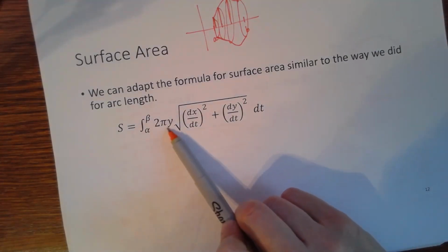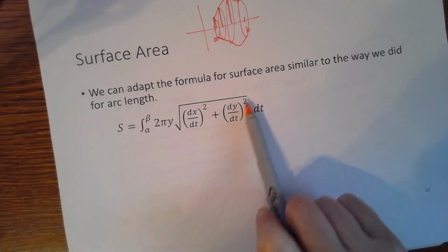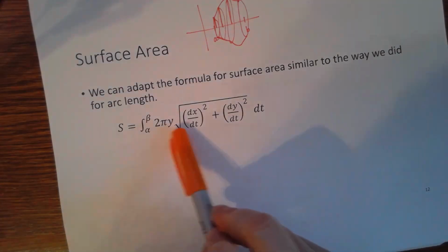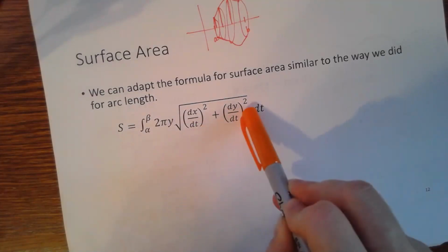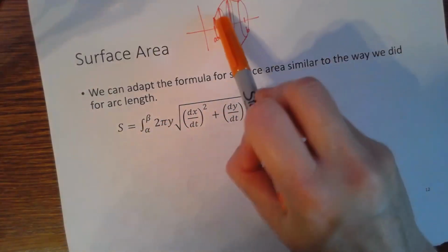So it's the circumference of the circle. How many circles do we have? Well, whatever the length is of the arc that we use to generate the surface. So here's our arc length for the parametric curve, and then it's just 2 pi times the radius, y.